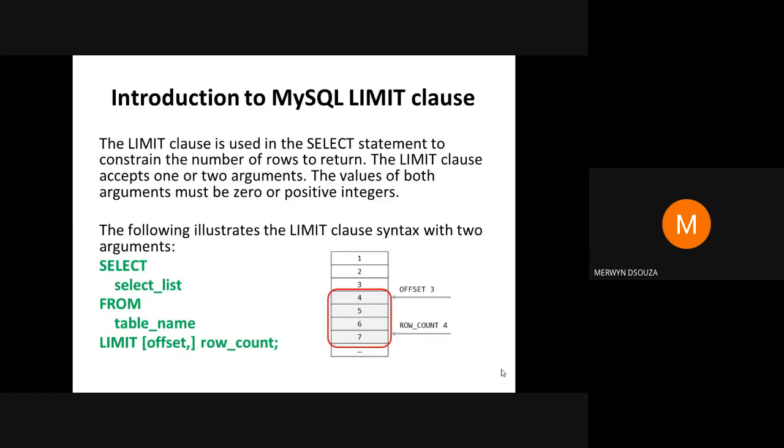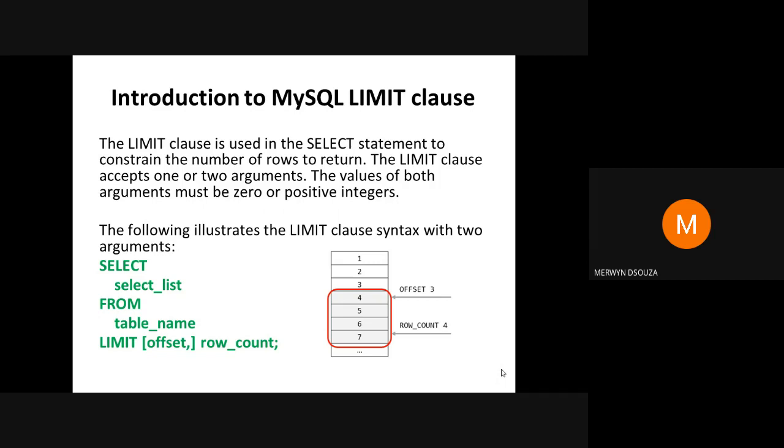Hello students, in this video you will study how to use the MySQL limit clause to constrain the number of rows returned by a query. The limit clause is used in the select statement to constrain the number of rows to return. The limit clause accepts one or two arguments. The values of both arguments must be 0 or positive integers. The following is the limit clause syntax with two arguments.